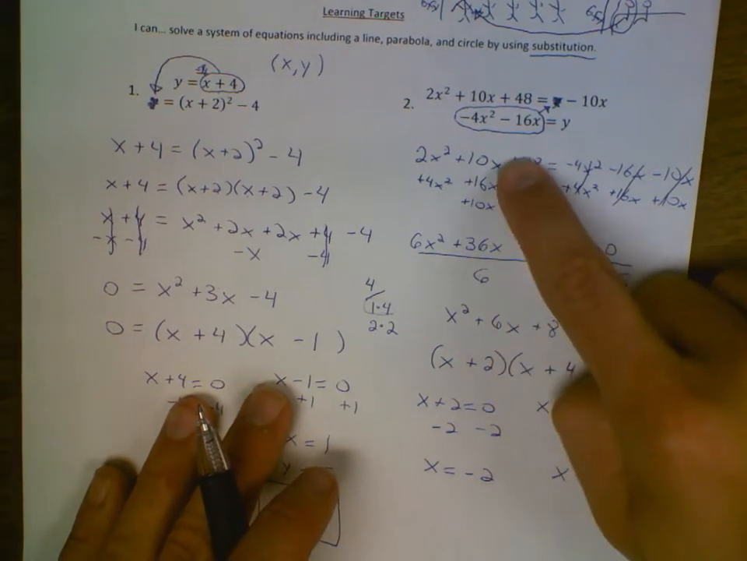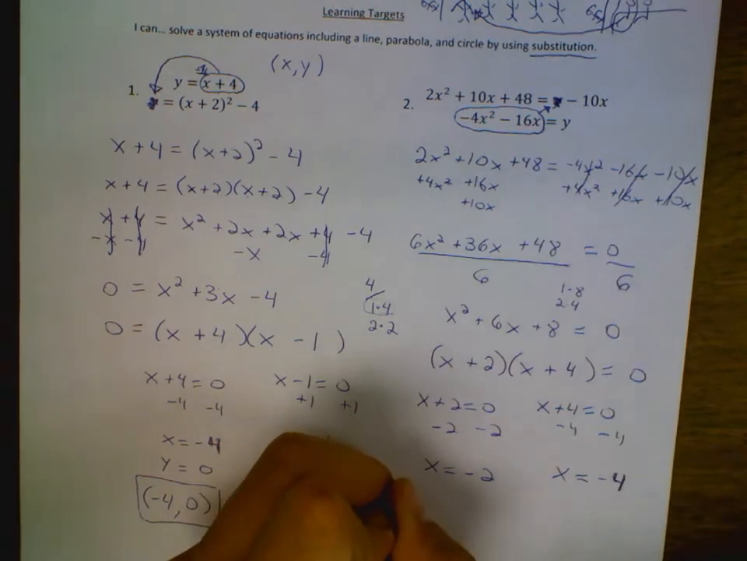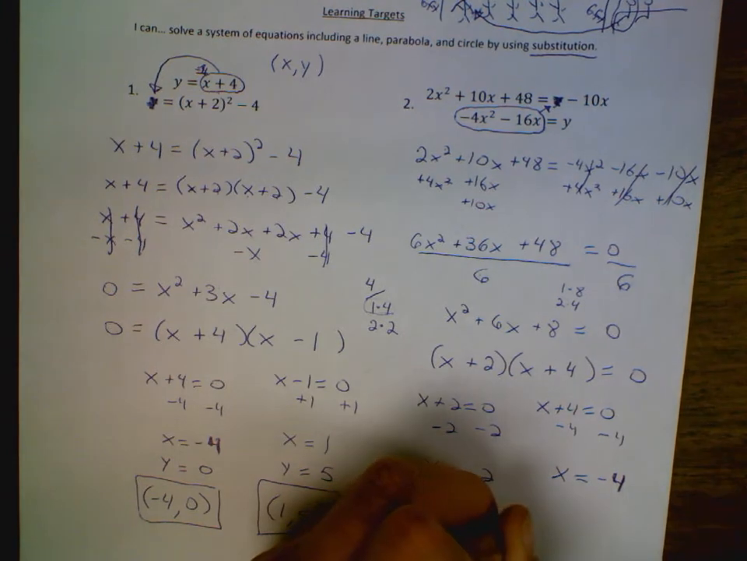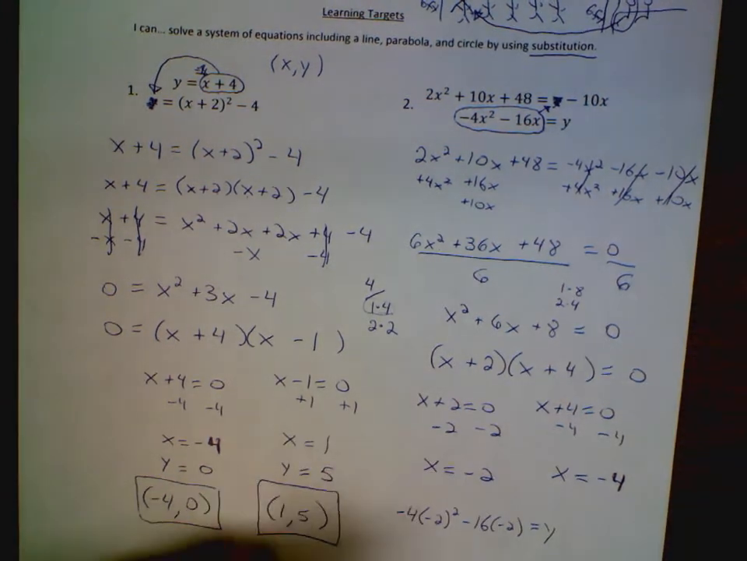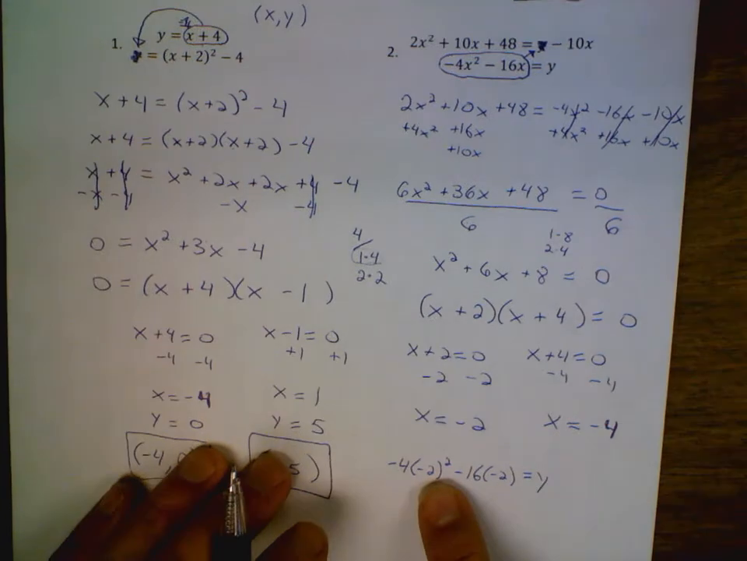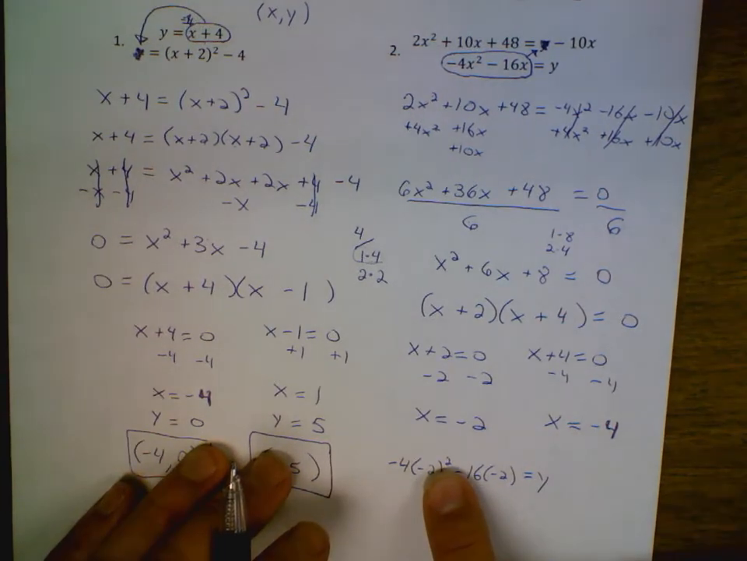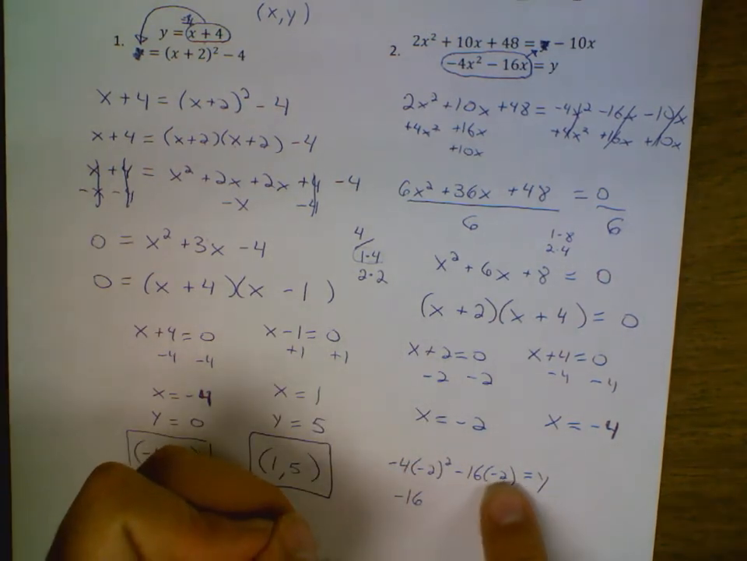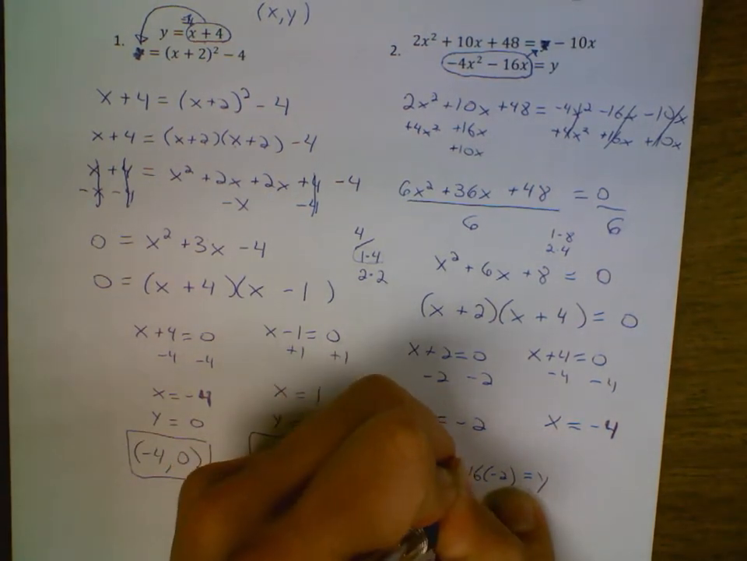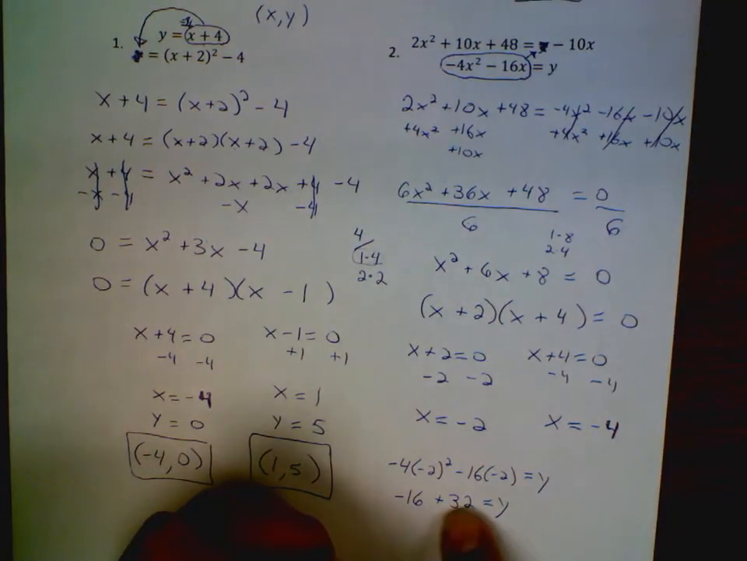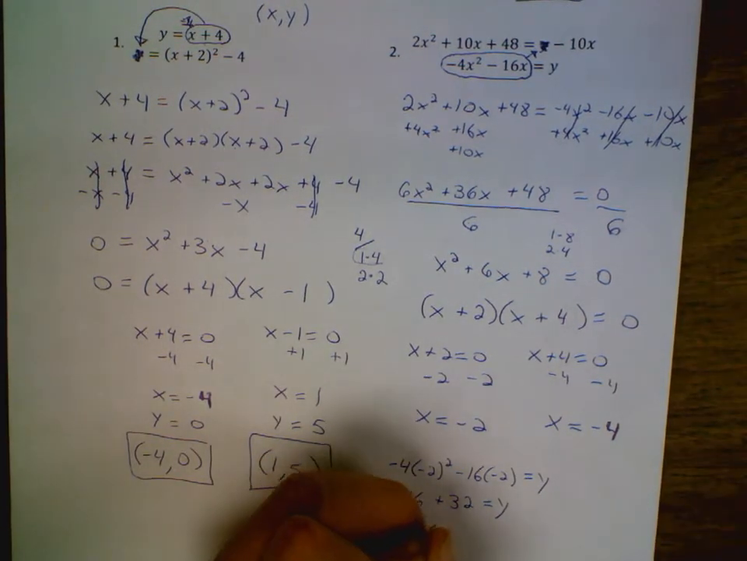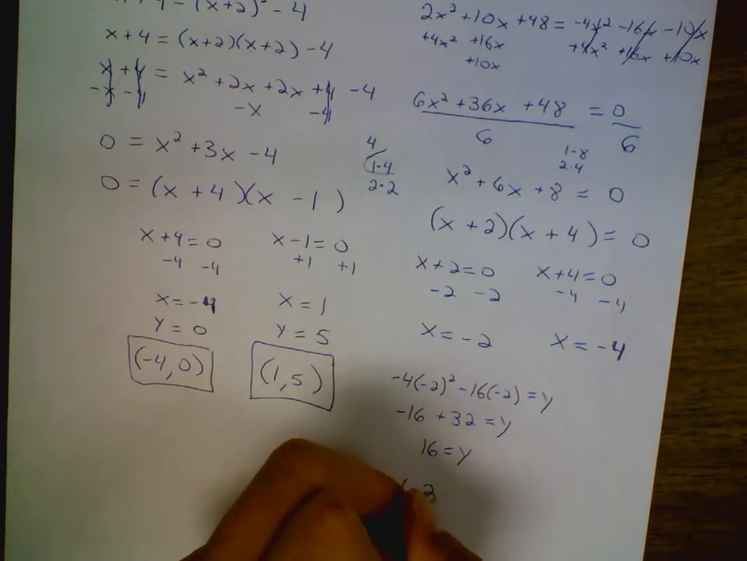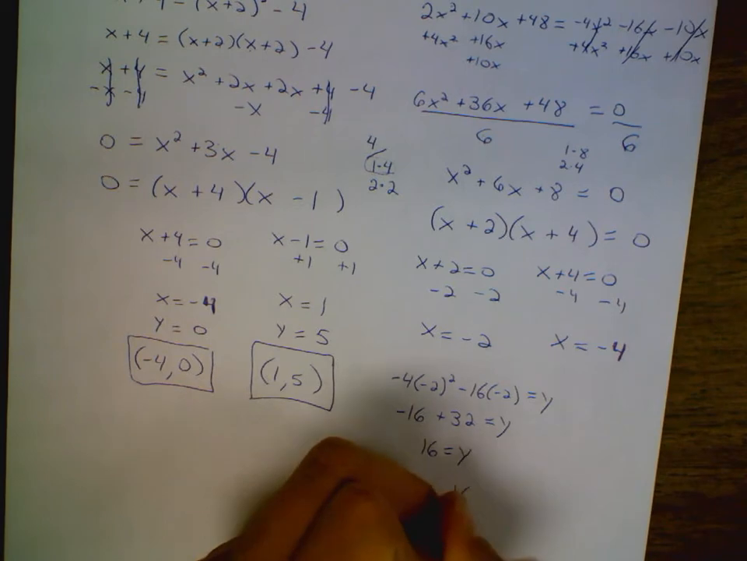So if I plug -2 in, I'm going to get -4 times -2 squared minus 16 times -2 equals y. Well, using your order of operations, -2 squared is 4. 4 times -4 is -16. -16 times -2 is positive 32 equals y. If I combine those two, I get 16 equals y. So my solution here would be -2 is the x and 16 is the y.